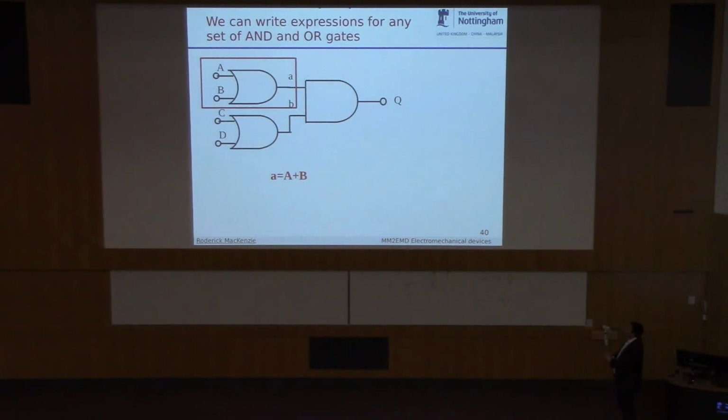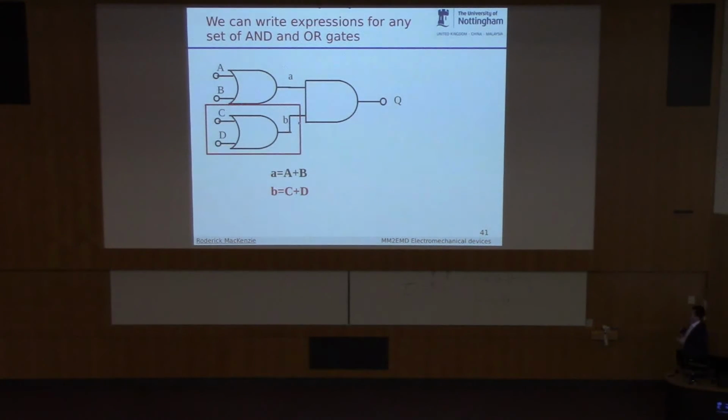So if we want to write an expression for that intermediate value of little a, what we can write is little a equals A or B. Just write it down. Easy. Okay. Now we can look at the next OR gate. So the intermediate value of little b here is equal to C or D. So we've got the expression for b. It's this easy. It's not difficult.